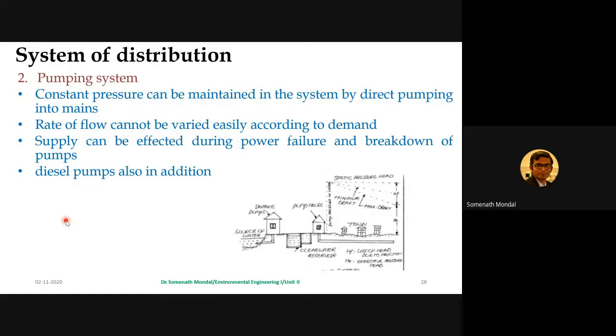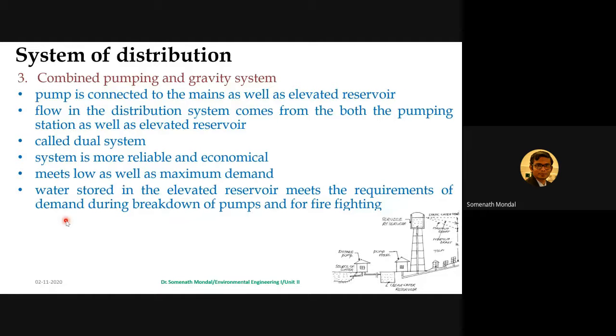Now we'll be discussing the most effective one, that is the combined pumping and gravity system. In the combined pumping and gravity system, which is also known as the dual system, the treated water is pumped at a constant rate and stored in an elevated distribution reservoir, or we can say an overhead tank, from where it is distributed to the consumers by the mere action of gravity. And sometimes the entire water is first pumped into the distribution reservoir, and then many a time it is pumped into the distribution mains and reservoirs simultaneously.